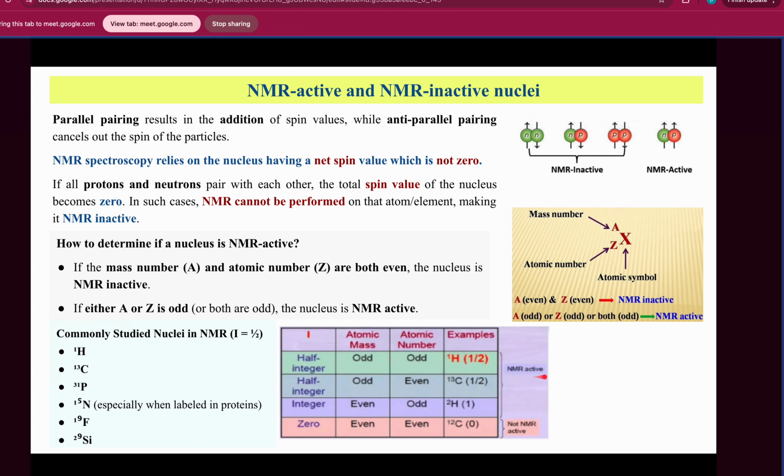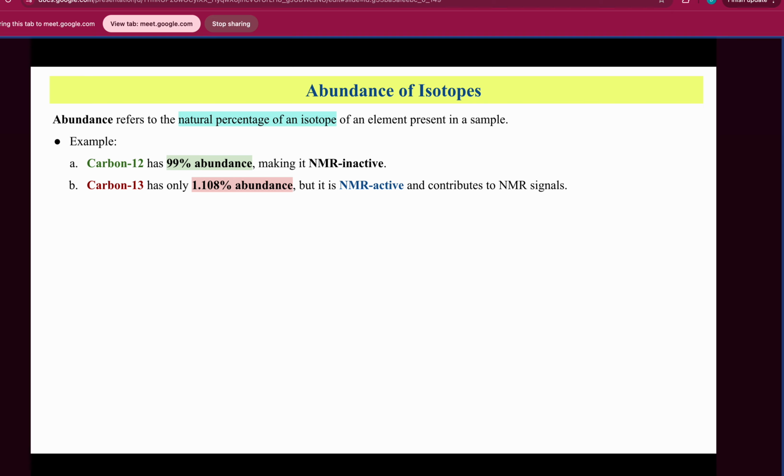So in this case, it is also NMR active. Similarly, deuterium is also NMR active. Whereas if we talk about carbon 12, then in this case, it has atomic number of 6 and it also has atomic mass of 12. That means both of these quantities are even, due to which it is not NMR active. So this is the way how we classify the elements into NMR active and NMR inactive types.